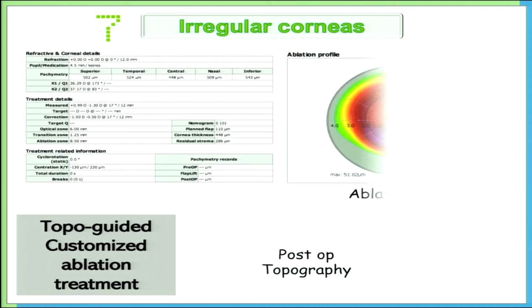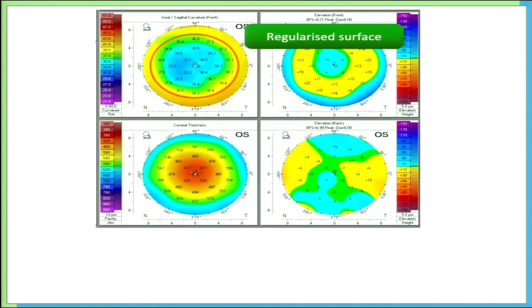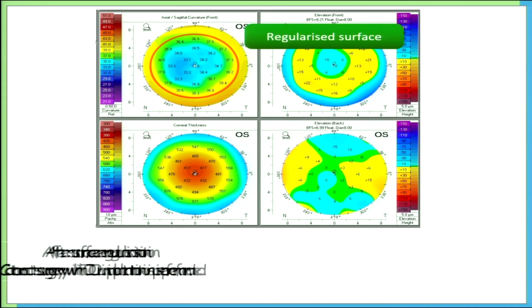Coming to irregular cornea. This is a work published by Narayana Nethralaya, where we plan to regularize the corneal surface before cataract surgery using topo-guided customized ablation. It stabilizes the post-op topography, and after regularizing the surface, the IOL implantation is performed and the results are pretty good.